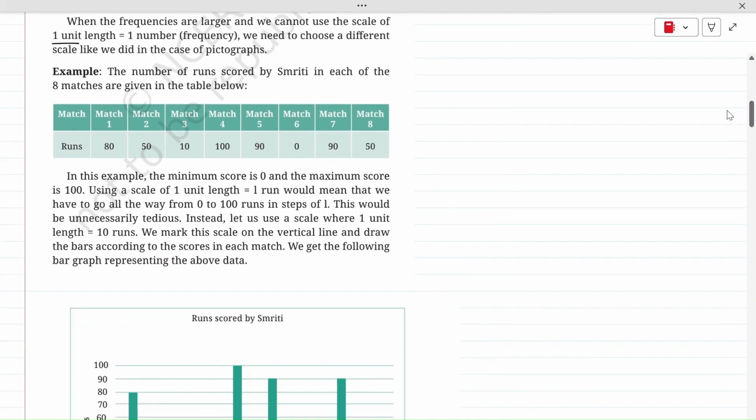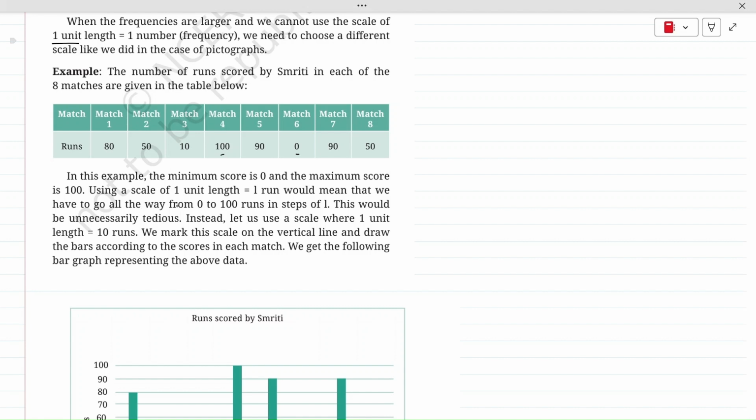Coming to example 2: the number of runs scored by Smriti in each of the 8 matches are given in the table below. So this is the number of runs scored by Smriti in 8 of her matches. In match 1 she scored 80, match 2 50, and so on. In this example the minimum score is 0, in match 6 she has scored 0, and the maximum score is 100, that is in match 4.